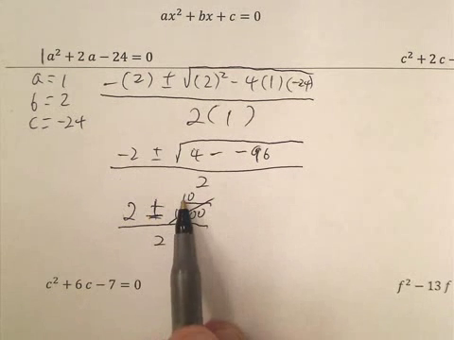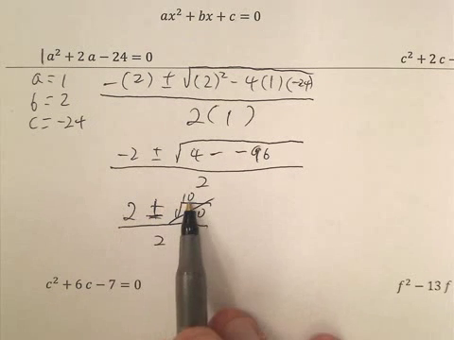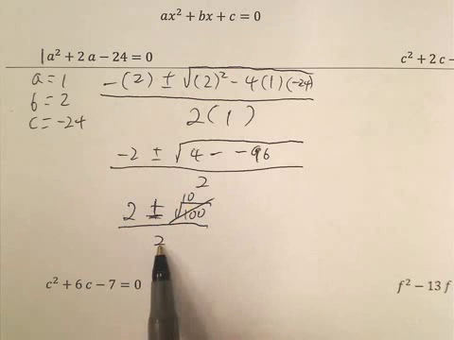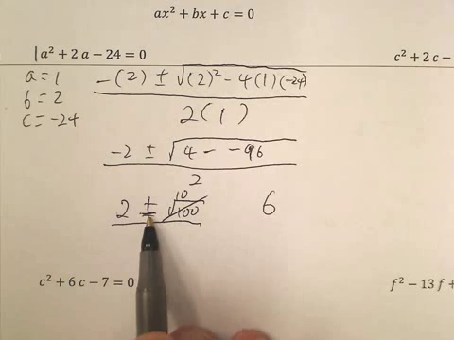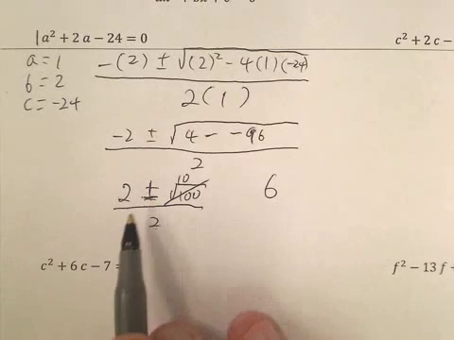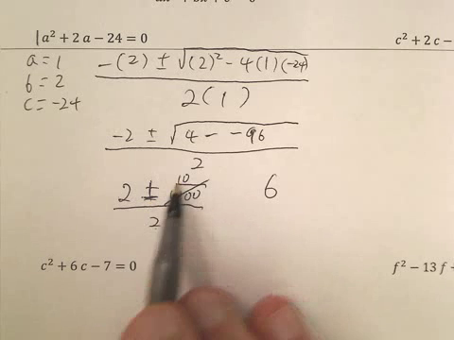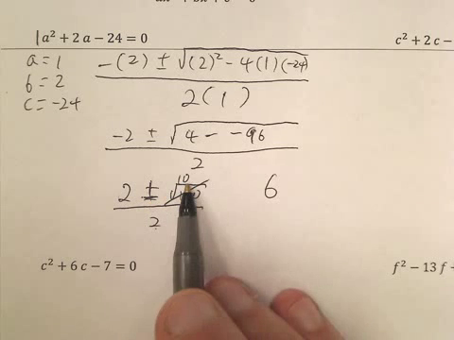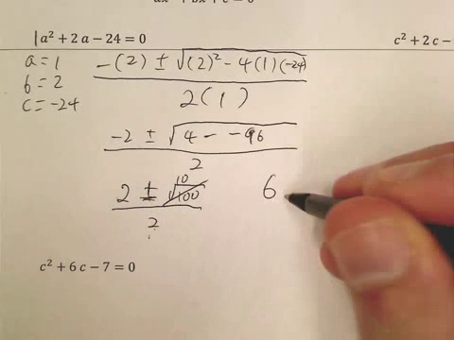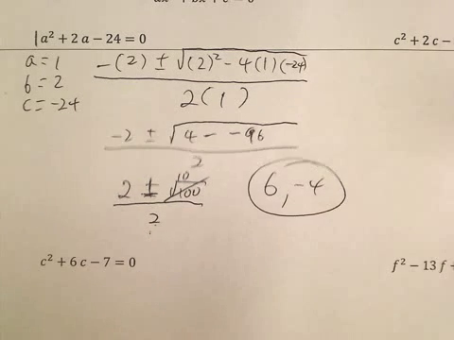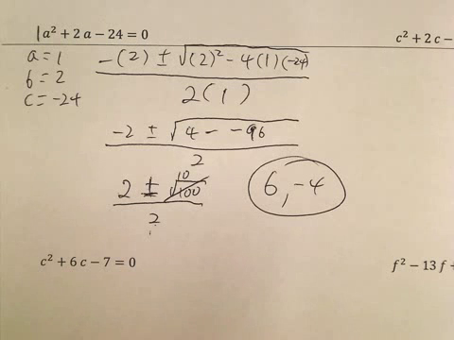2 plus 10 is 12. 12 divided by 2 is 6. And then that's what the plus or minus means. You can do it once with a plus and then once with a minus. So 2 minus 10, we'll punch that in. 2 minus 10 is negative 8. Divided by 2 is negative 4. So those are my answers, 6 and negative 4.